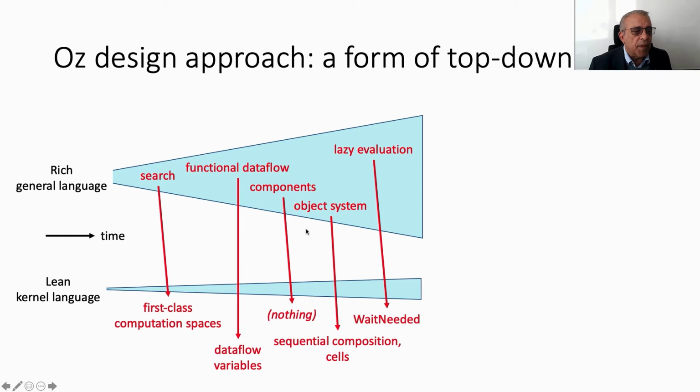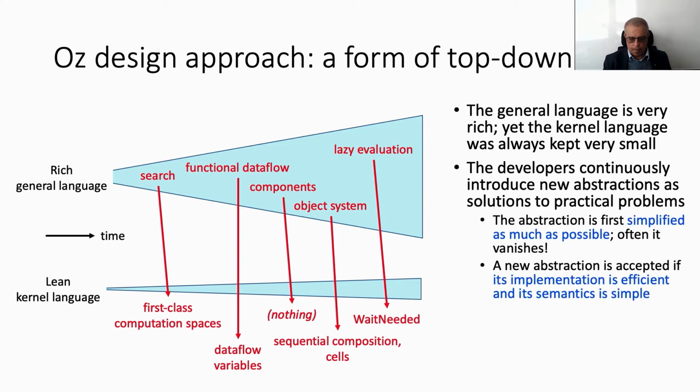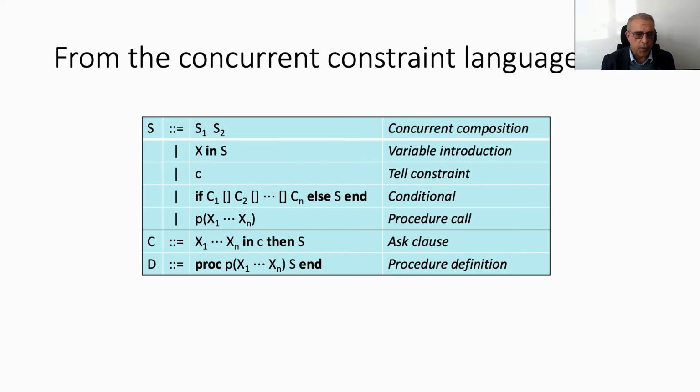On top of that, we have a rich language. So the general language is very rich. It's rich in syntax, yet the kernel language was kept extremely small and with well-defined semantics. The developers continuously introduce new abstractions as solutions to new problems. These are linguistic abstractions. A new abstraction is accepted if its implementation is efficient and its semantics is simple. This methodology achieves the goal of multi-paradigm programming, as we will continue to see.